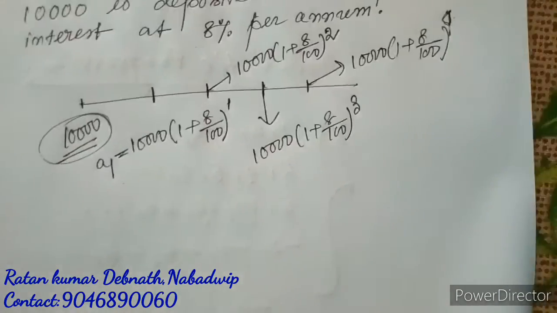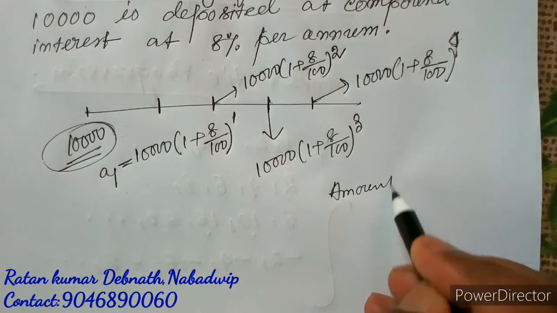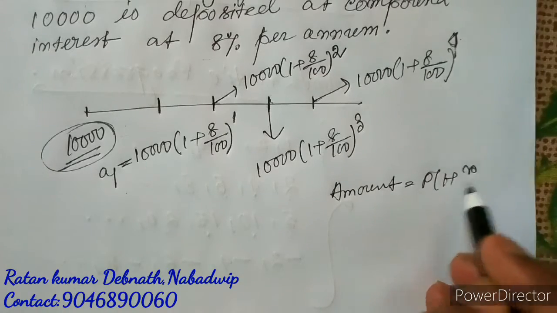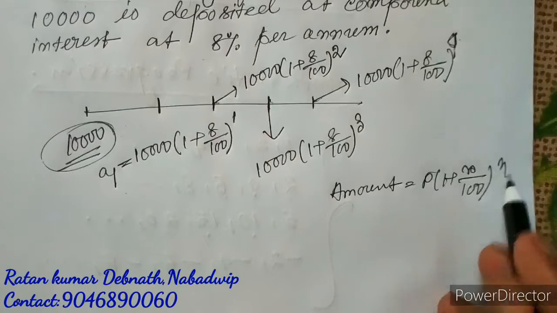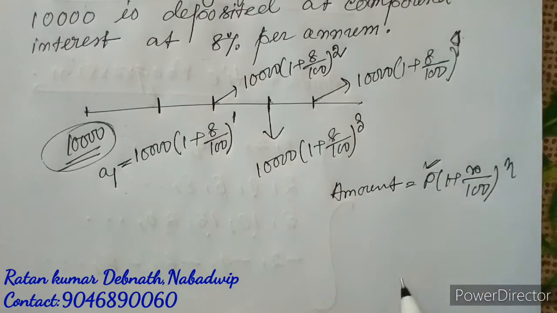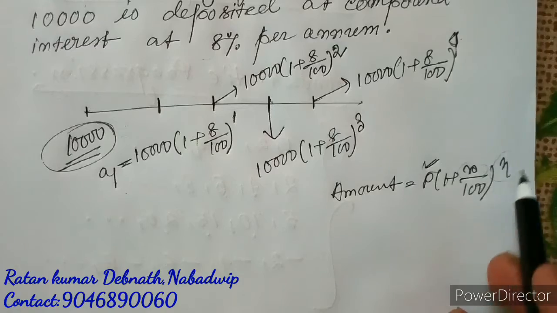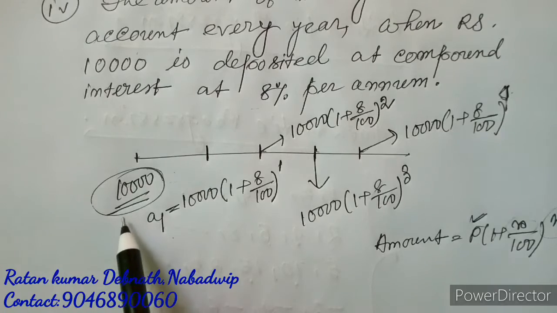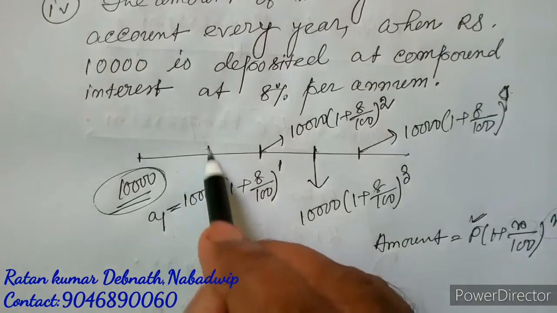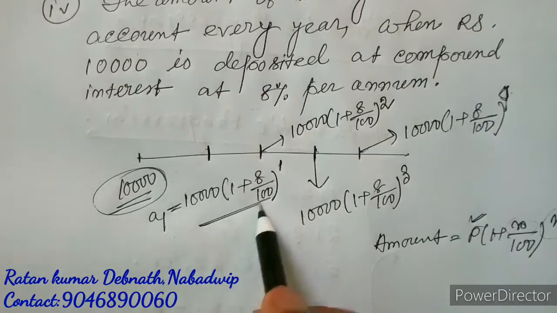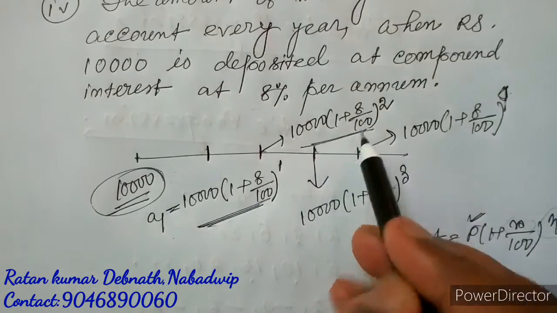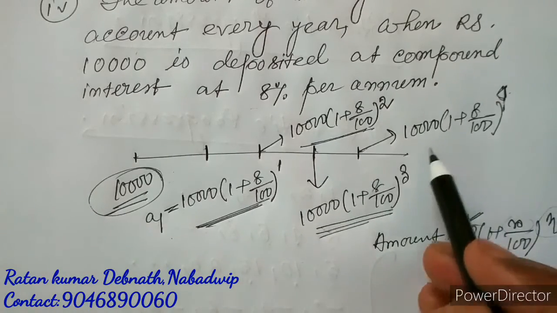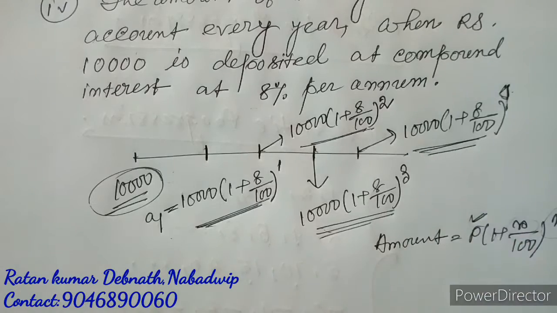Why? Because you already learned amount equal to P into 1 plus r by 100 to the power n, where P indicates the principal, r rate of interest, and n is number of years. So if someone invests 10,000, after first year the amount will be this, after second year the amount will be this, after third year the amount will be this, at the end of 4th year the amount will be this.